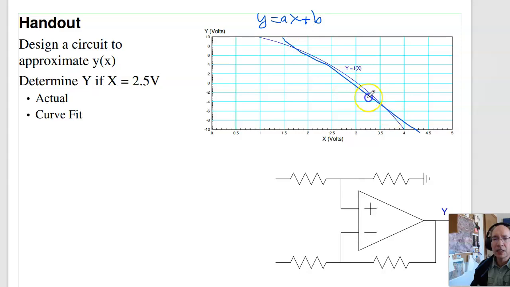This line isn't the least squares line, but if you eyeball it, it's usually pretty good. So let's just take the endpoint calibration. I want to go from when x is 1.4, I want y to be 10. When x is 4.3, I want y to be minus 10.